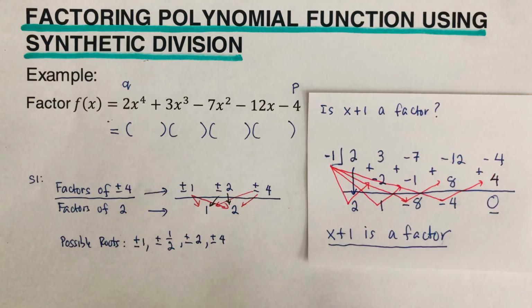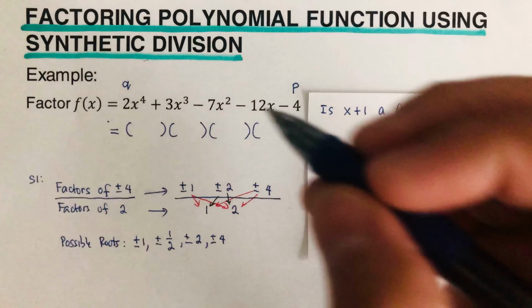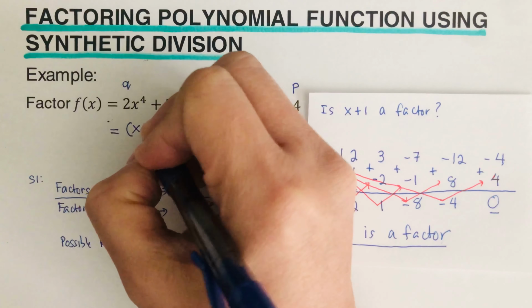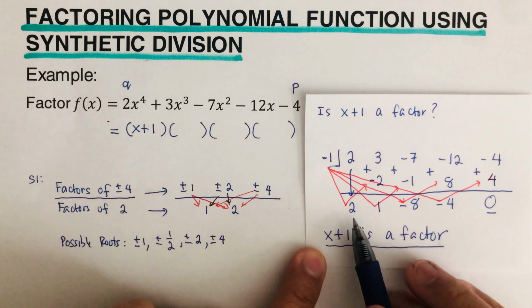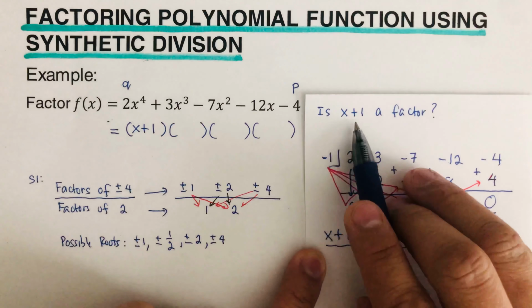X plus 1 is a factor. So I can go ahead and write x plus 1 right here. Okay, going back to this, we remember that we are going to write the quotient for this after we divided it with x plus 1.